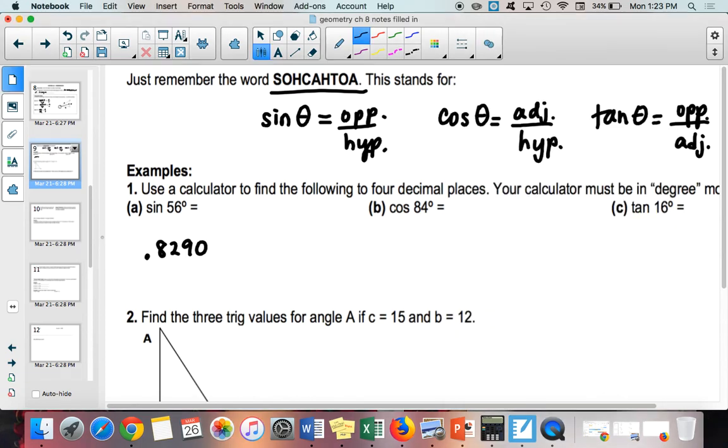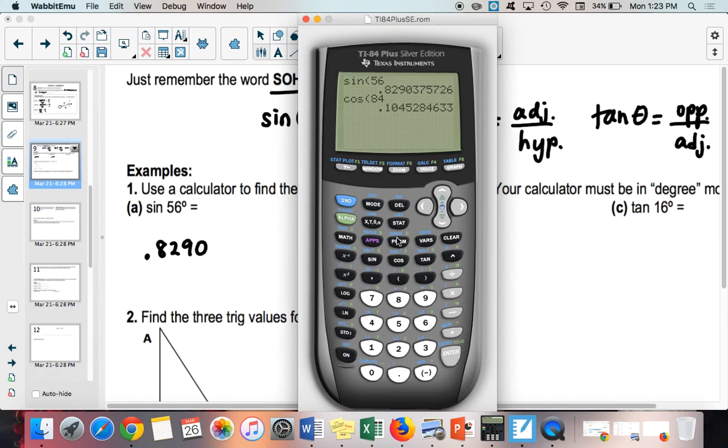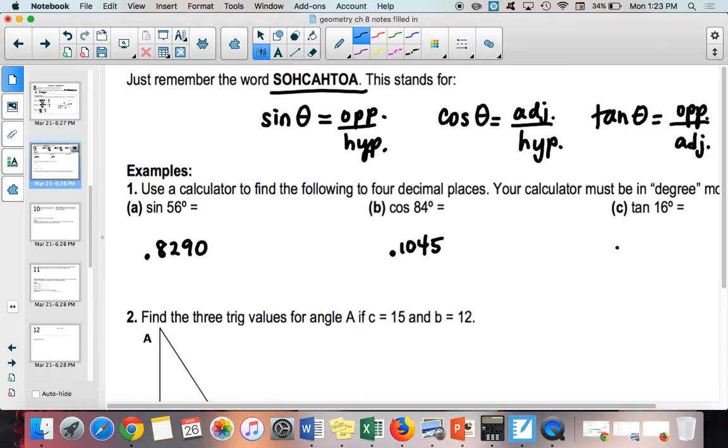All right, find cosine of 84. 0.1045. It's trigonometry. Well, I guess it is, technically. It is trigonometry, yes. And then tangent of 16. Obviously, there's a lot more to the class trigonometry than just typing in tangent 16 on your calculator, but we're doing a little preview in geometry. So we get 0.2867. All right, and those are our answers.